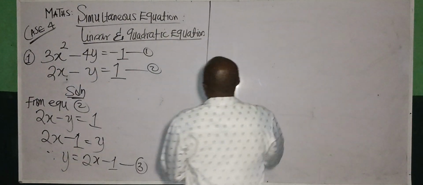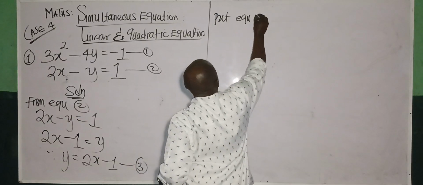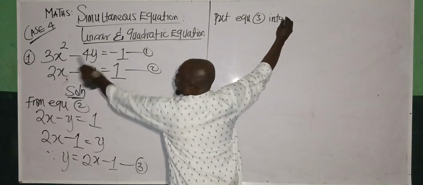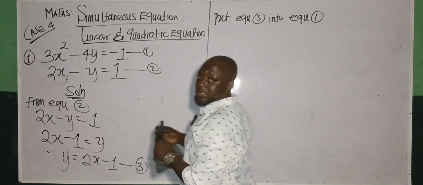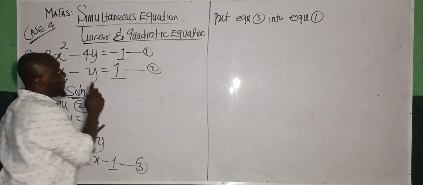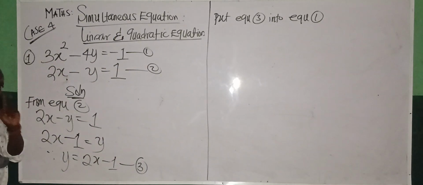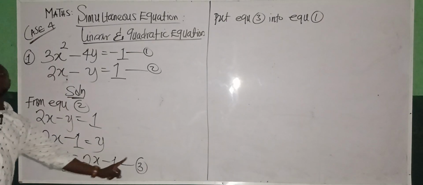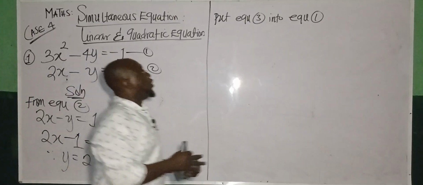Now that I have this, I will put equation 3 into equation 1. We have not used equation 1 for anything. Mind you, we must look for the value of x and y. So be careful. If I want to look for y, I will come to equation 3 to make use of y and get y. So please watch that.